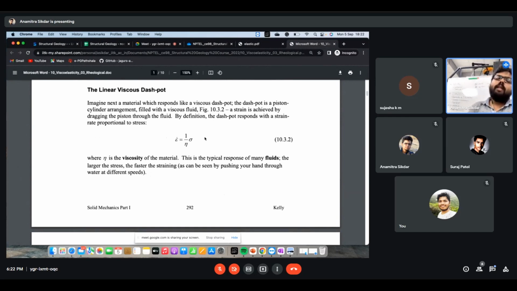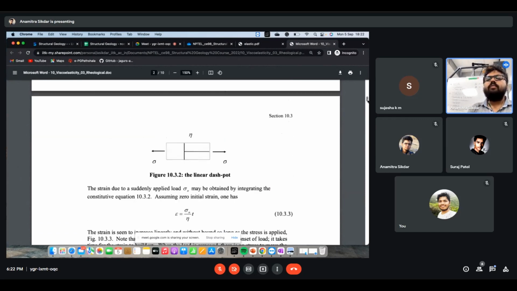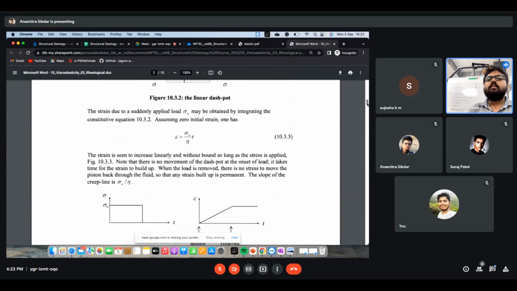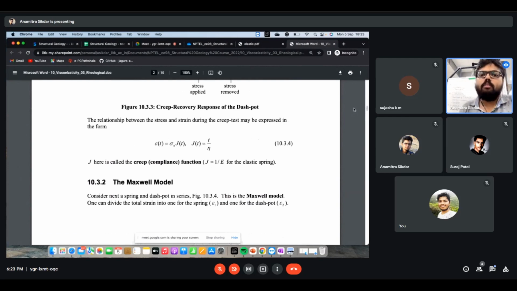So another factor is coming into play here, that is the time factor. You have to differentiate the strain with time, and then we will get the strain rate. Now the proportionality constant changes, so it becomes the viscosity. This is a typical response for many fluids, like water and oil, they behave in this way. But surprisingly, for our geological materials, we don't have this kind of simple models.